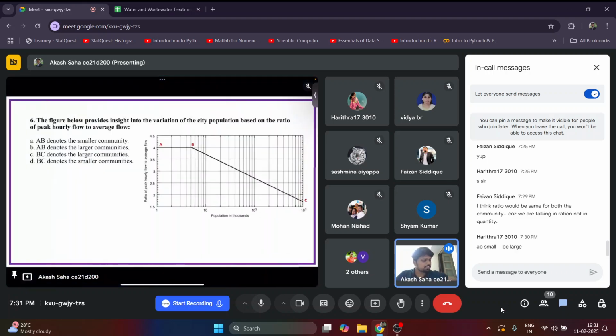So when we have a smaller community, like AB, the peak factor will go up. And when we have a larger community, like BC, the peak factor will go down. So that's why AB denotes a smaller community and BC denotes the larger community. Is it clear?